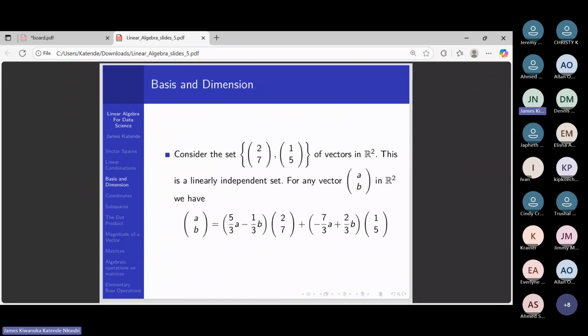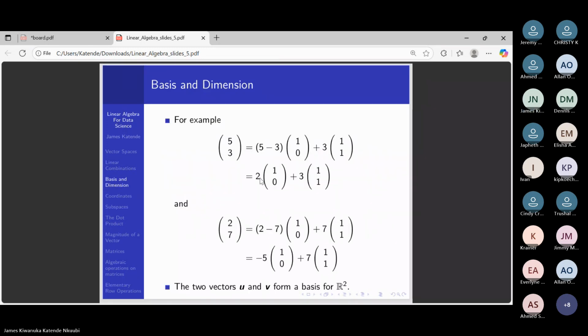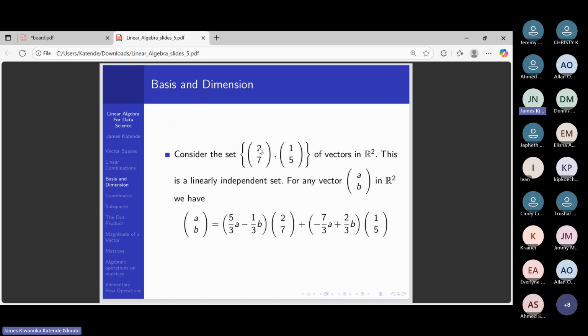So one more example. This set of vectors, 2, 7 and 1, 5, is actually a linearly independent set. You can confirm that because it's not possible to write 2, 7 as a multiple of 1, 5. So this set is linearly independent, and therefore must be a basis for R2. That's what we said earlier.